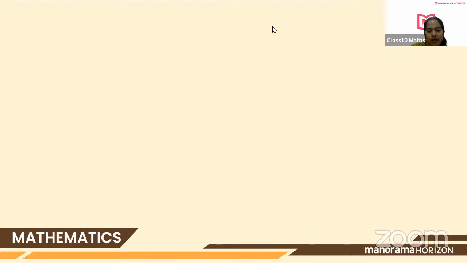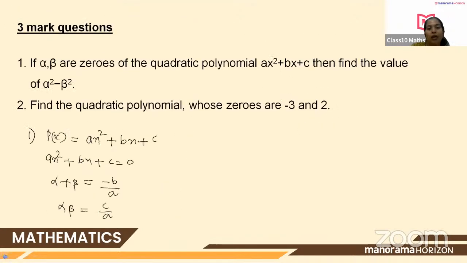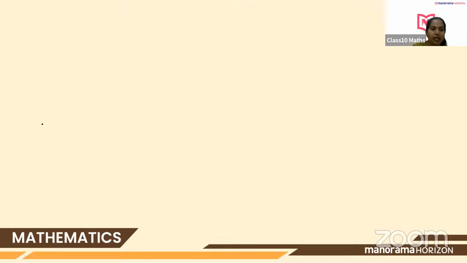Okay, Shiza. So our next question is, find the quadratic polynomial whose zeros are minus 3 and 2. Okay, minus 3 and 2. So, second question, we have to find the quadratic polynomial. So, we have a formula for that, right?